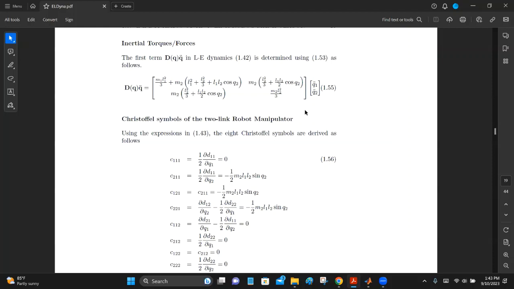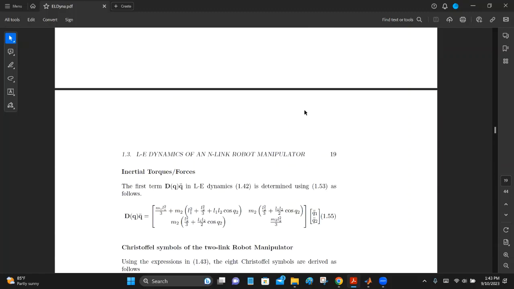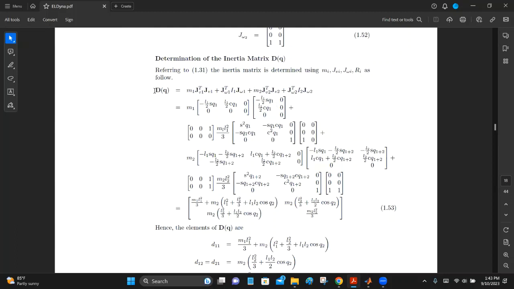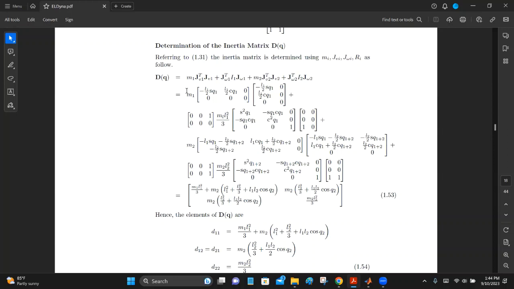The first thing you need to do if you want to develop the Lagrange-Euler dynamics is start from this equation here, D(q), the inertia matrix. If you look at the expression, you need to know the masses of the links of the manipulator, and also the Jacobian of the manipulator. When it comes to the Jacobian, there are two forms: one is the linear velocity Jacobian, the other is the angular velocity Jacobian.